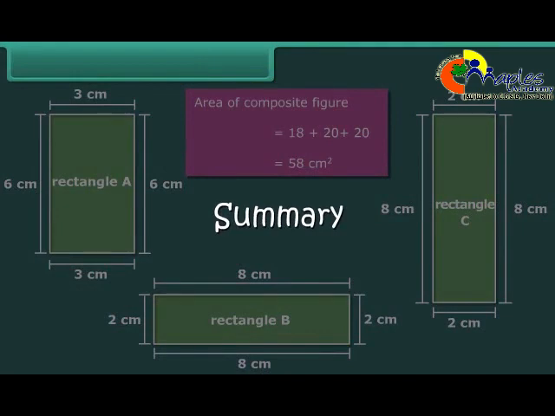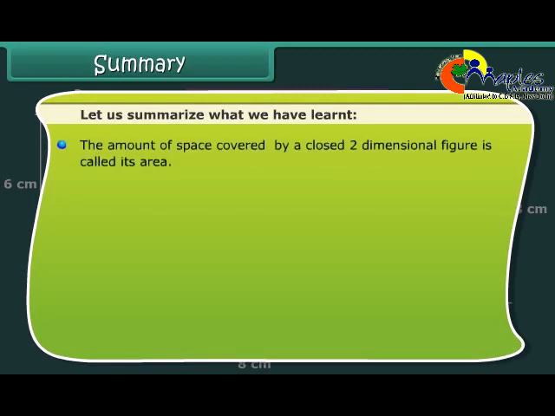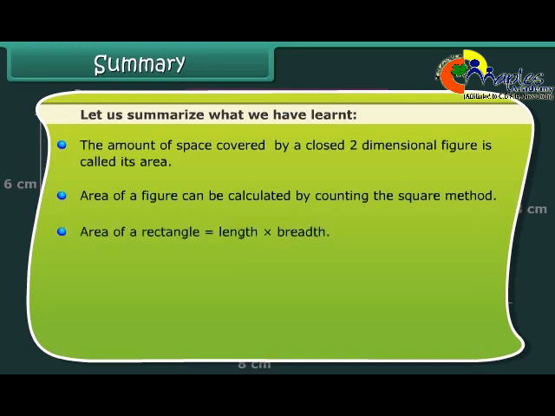Summary. Let us summarize what we have learned. The amount of space covered by a closed two-dimensional figure is called its area. Area of a figure can be calculated by the counting the squares method. Area of a rectangle is equal to length into breadth. Area of a square is equal to side into side.